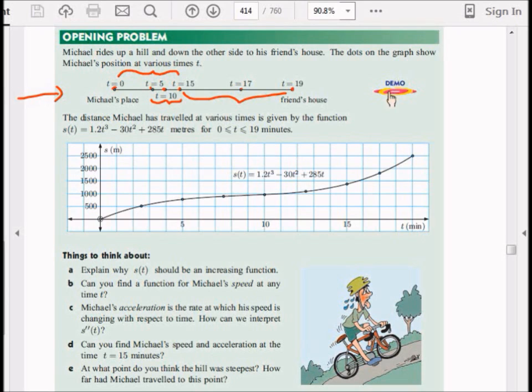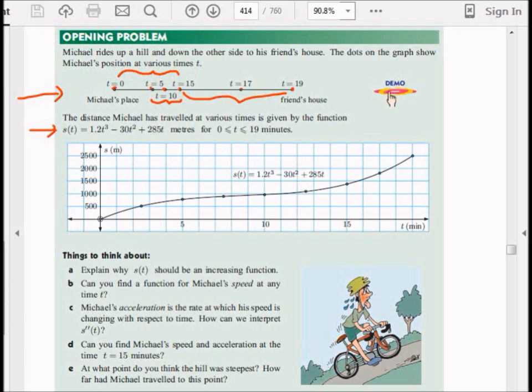Okay, so let's take a look at what this looks like on a graph. The distance Michael has traveled at various times is given by the function s of t. So this is representing what's happening pedaling up the hill and then down the other side. s(t) = 1.2t cubed subtract 30t squared plus 285t. This distance is in meters, and it's from 0 to 19 minutes. Okay, so 0 to 19 minutes. I may have said seconds up above, I'm not sure, but it's in minutes. Things to think about.